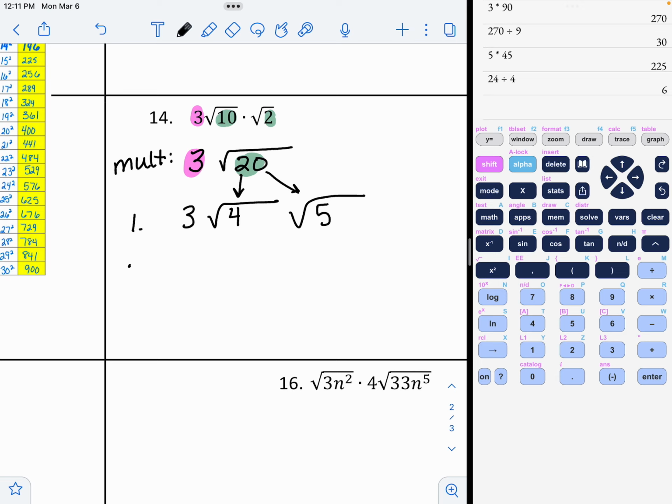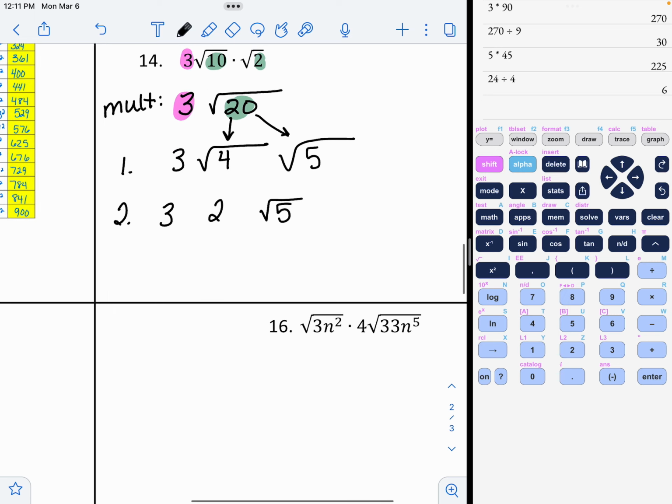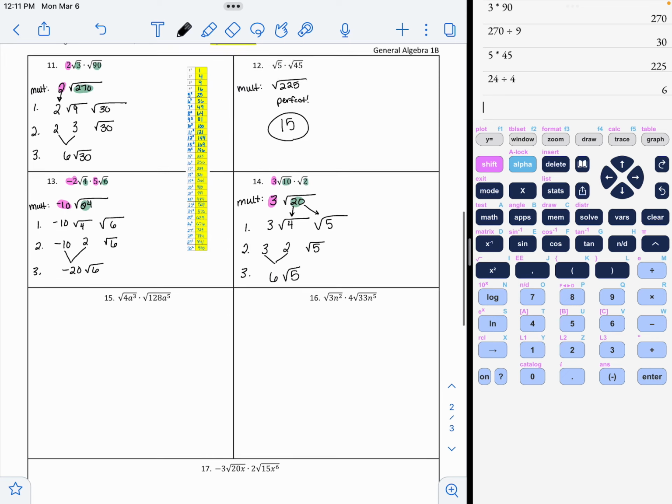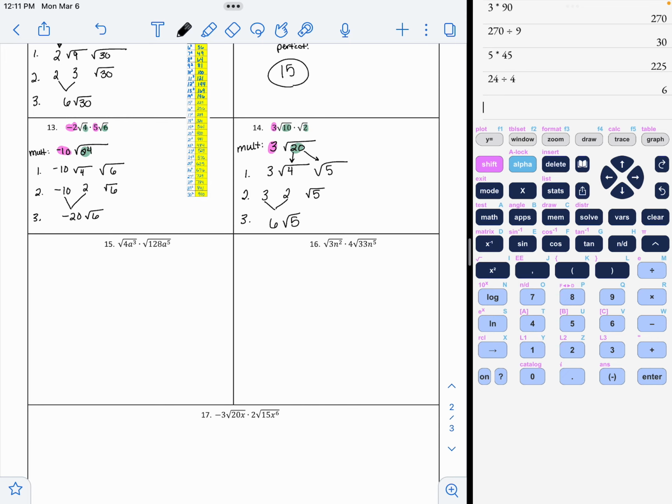Okay. Number 2, you bring down the 3, the square root of 4 turns into a 2, and then you have the square root of 5. Step 3, you need to multiply the 3 and the 2 to get a 6, and then the 5 drops down. All right, for the next 3 problems, we're going to talk about what to do with variables.